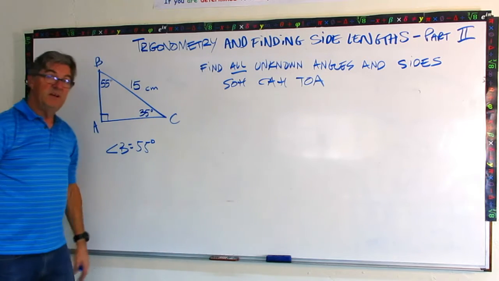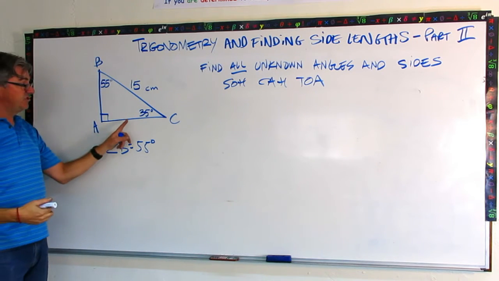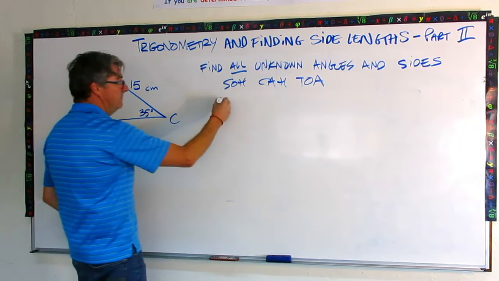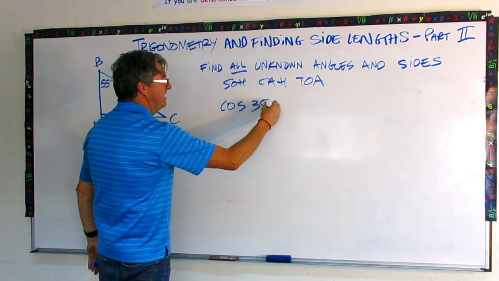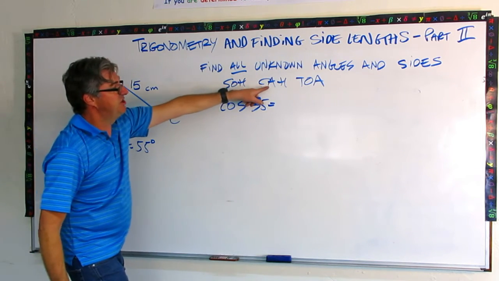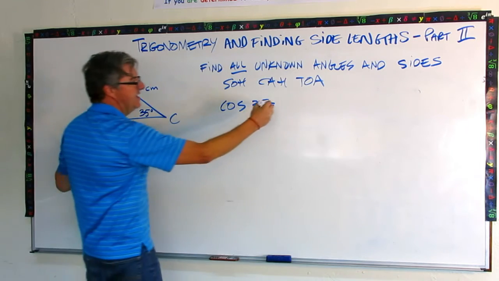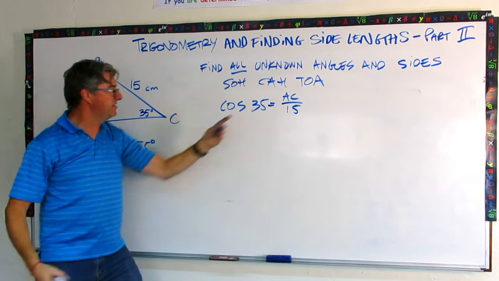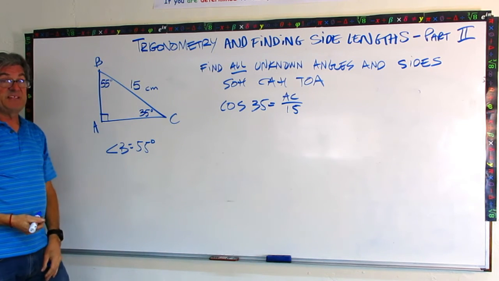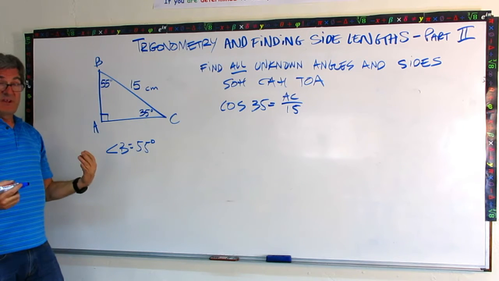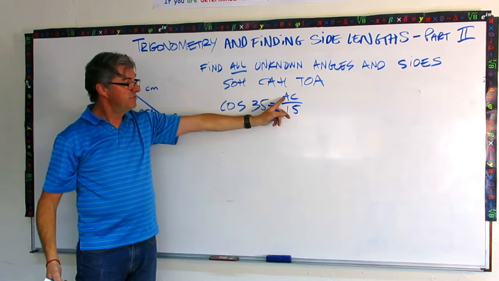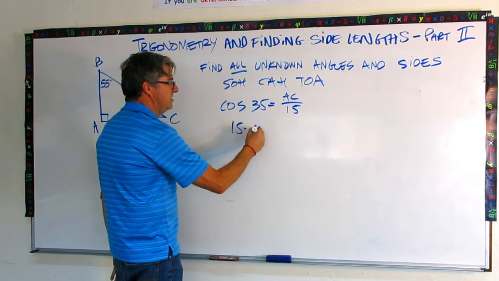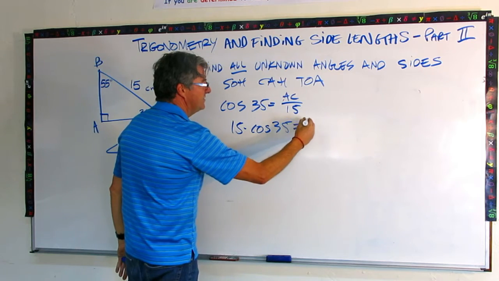S-O-H-C-A-H-T-O-A. SOHCAHTOA. So which one of those three uses adjacent and hypotenuse? That's cosine. So now I can write cos 35 equals adjacent over hypotenuse, so that's going to be AC over 15. I don't have to write x there, I can just write the letters that designate that side of that triangle. Now, my variable's up high, so you multiply the 15 times the cosine 35. So 15 times cos 35 equals AC.